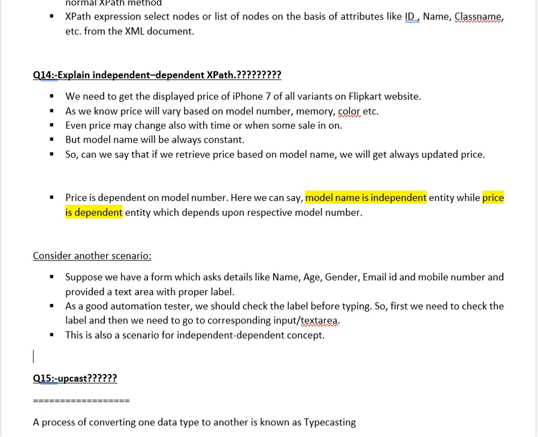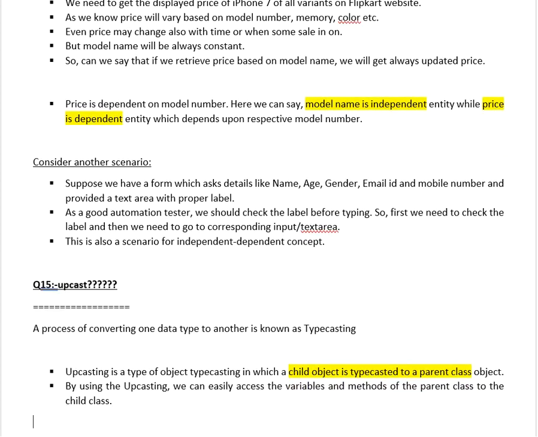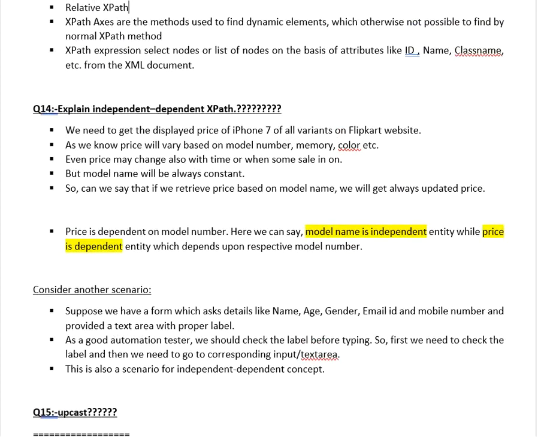Another scenario is, suppose we have a form which asks details like name, age, gender, email ID and mobile number, and provides a text area with a proper label. As a good automation tester, we should check the label before typing. So first we need to check the label and then we go to the corresponding input text area. This is also a scenario for the independent and dependent concept. Independent dependent concept means first we have to locate the independent text, and after that we have to look at the dependent text. So in this way we have discussed independent dependent XPath axes.